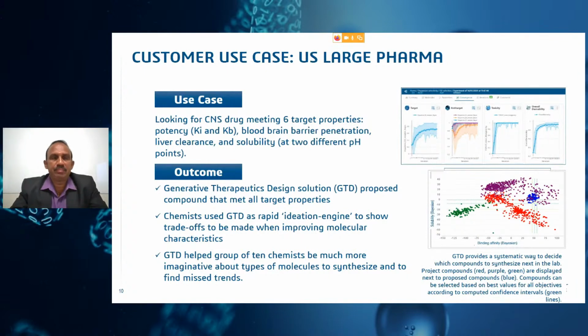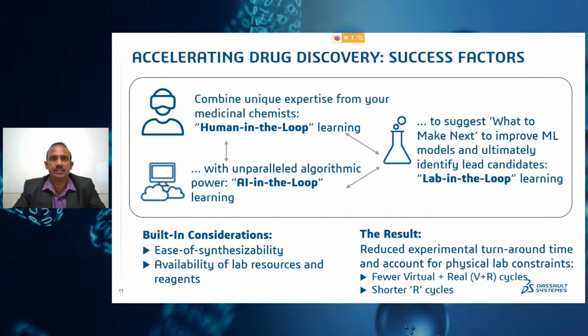So who has gained from this? This is one of the examples where we have a company in the United States. It's a pharmaceutical company. They have used generative therapeutics design to identify a set of compounds that meet all the target properties. And chemists use these GTD as an ideation engine to show the trade-off for improving the molecular properties, and also helped chemists to be more imaginative about the molecules that they want to synthesize and to get less misses on the activity part of it.